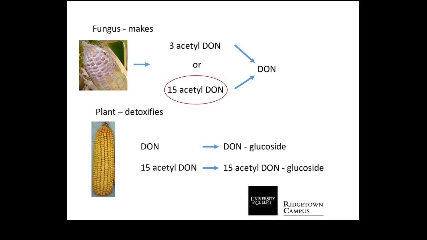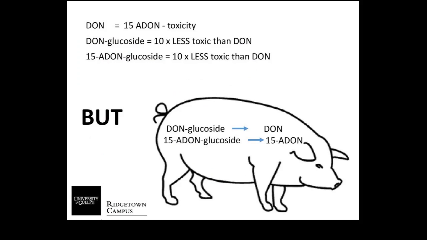But what happens, we go to the next slide, we know that DON and 15A-DON are about the same in toxicity, and the glucosides are about 10 times less toxic, as I mentioned. But what happens in the gut of the pig, these glucosides or conjugates are broken down and converted back to DON and 15A-DON.